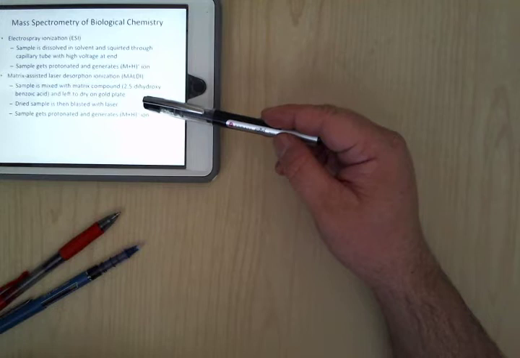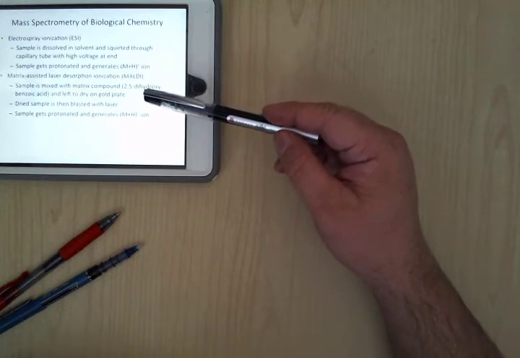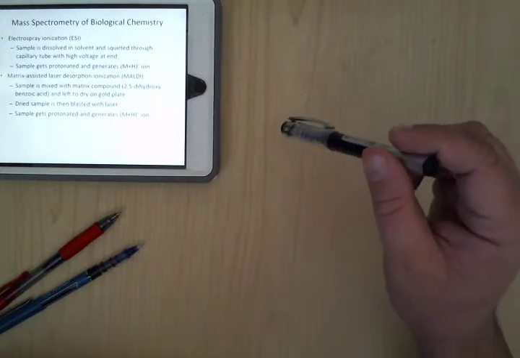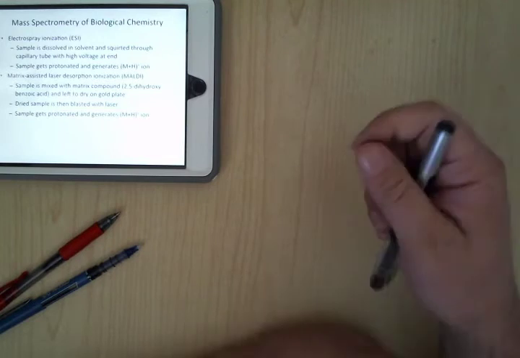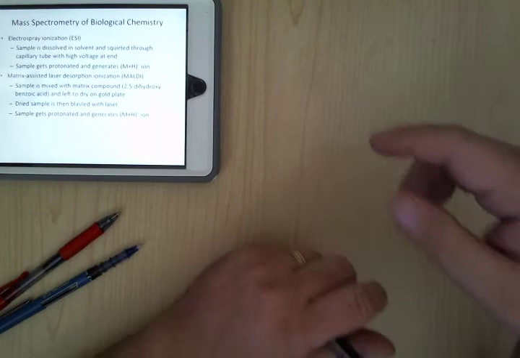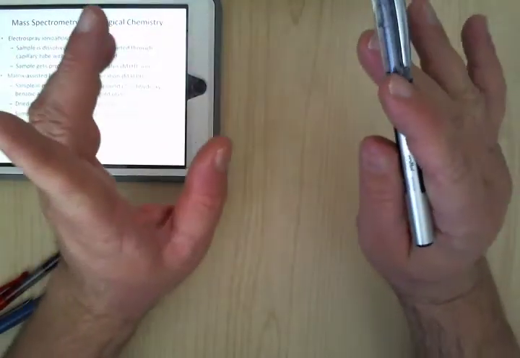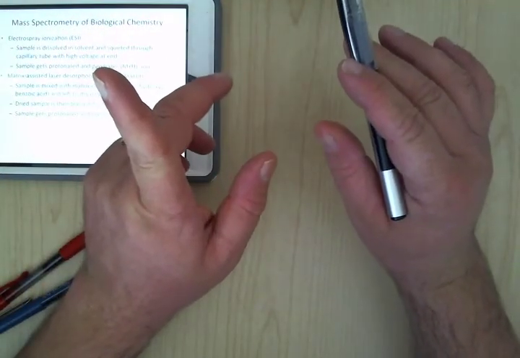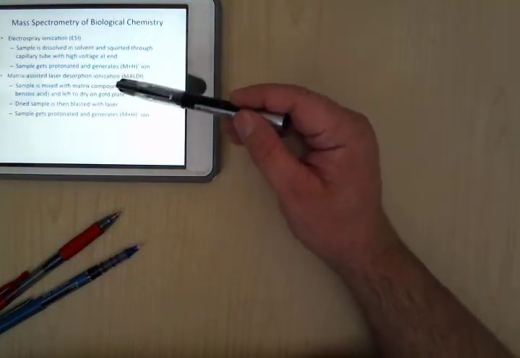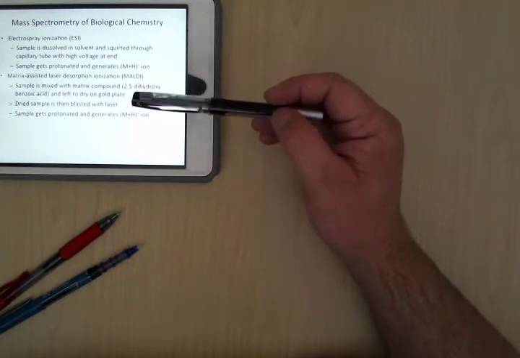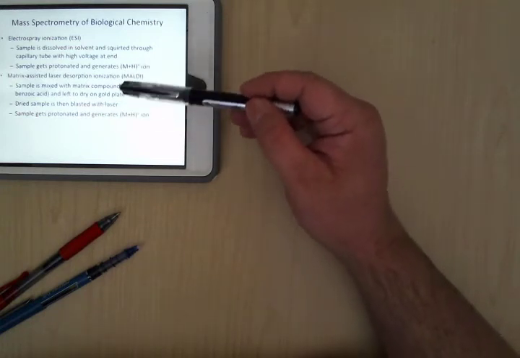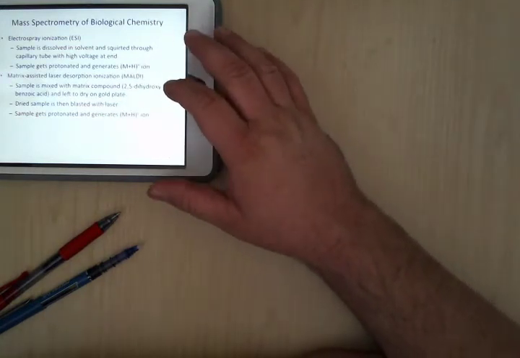This is for really big samples that couldn't possibly get into the gas phase normally. So what you do is you strike it with a laser. It's really cool. You put the sample on a gold plate, let it dry, and then you strike it with a laser, and that blows enough of the sample up into the gas phase to be able to detect it. You actually have a matrix compound which helps that along. The lasers make everything better. This is a really cool method, and you need very little sample to be able to do this.